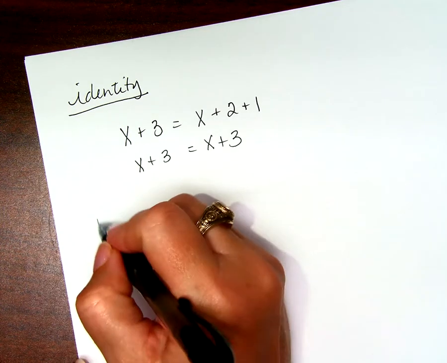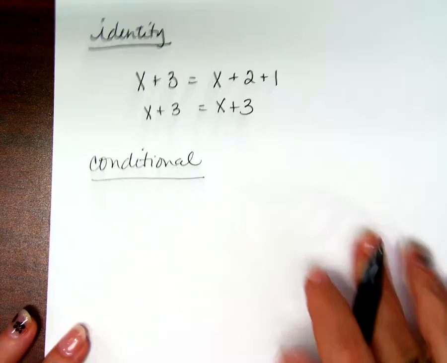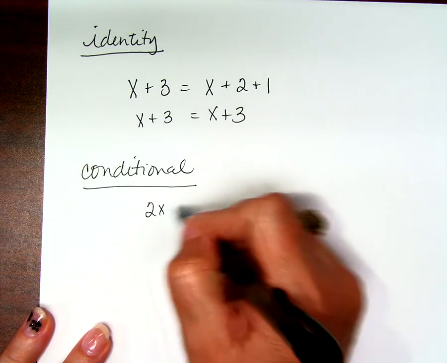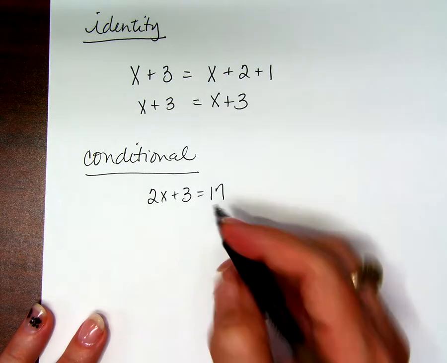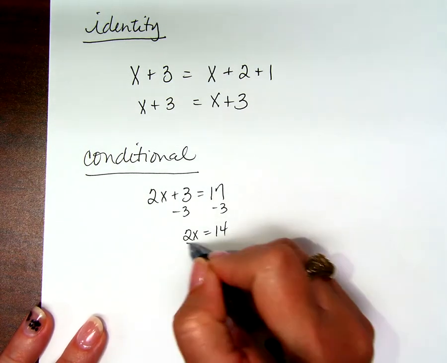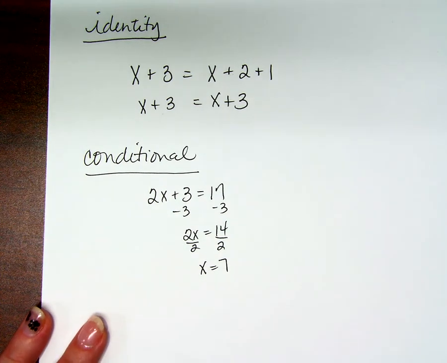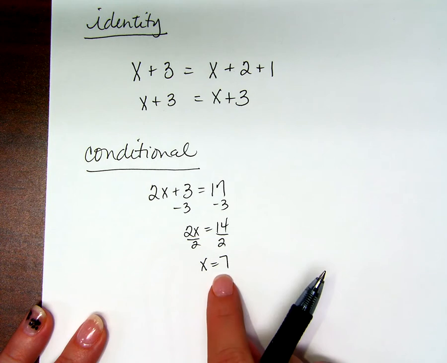A conditional statement or a conditional equation is true for at least one thing, at least one x value. For example, 2x plus 3 equals 17. Well, if I subtract 3 from both sides, I get 2x equals 14. And I divide both sides by 2, I get x equals 7. This equation right here is a conditional equation because it only works for x equals 7.